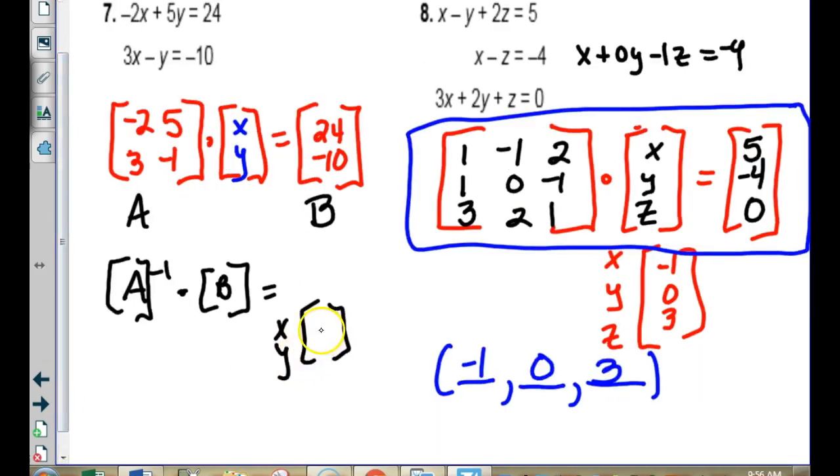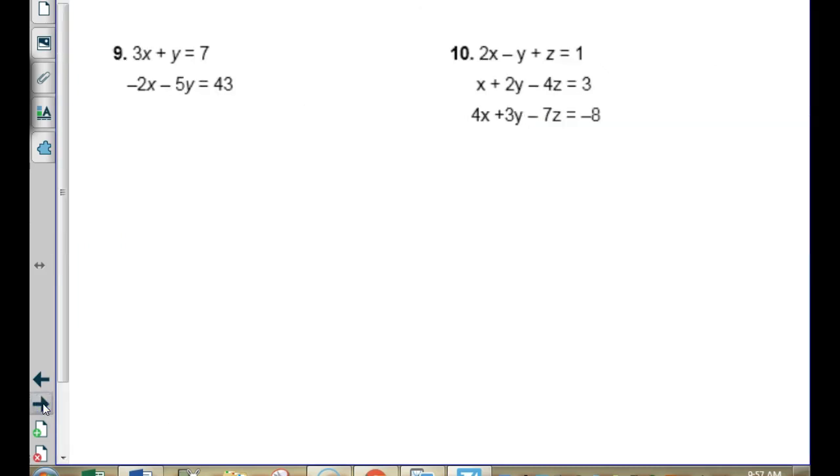Did anybody take time to do number 7? What did you get? So the ordered pair, negative 2 and 4. It's nice that the worksheet does show you it works on 2 or 3 because sometimes students think it only works on systems of 3. All right.